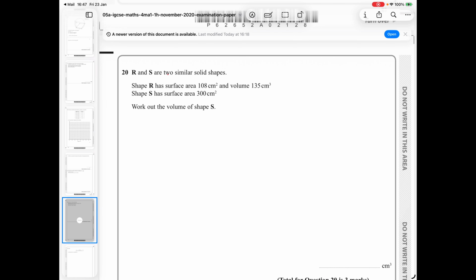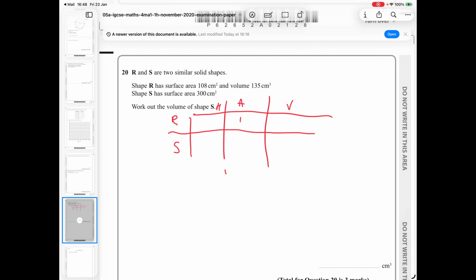R and S are two similar solid shapes. Shape R has a surface area of 108, and a volume of 135. I do this for area, volume, height, or whatever it is, linear. Then shape S has a surface area of 300.